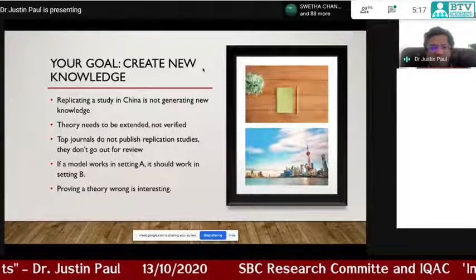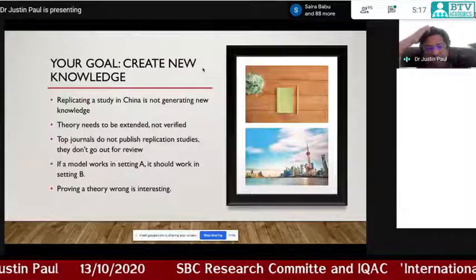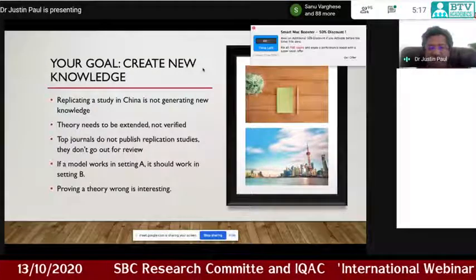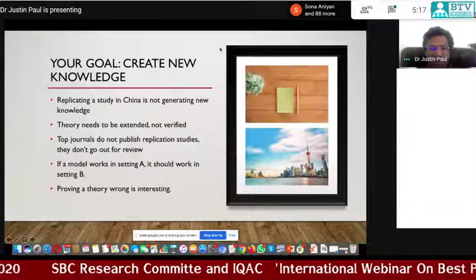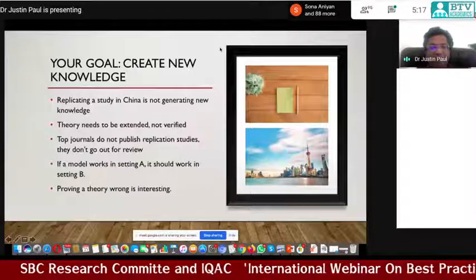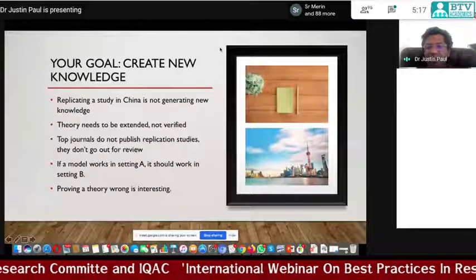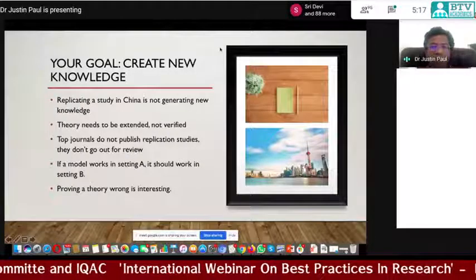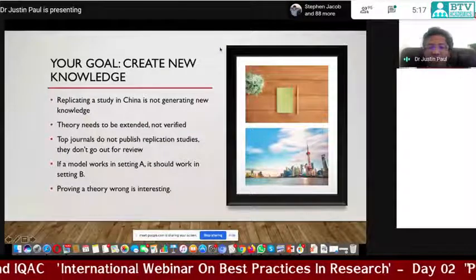However, top journals do not tend to publish replication studies. Keep in mind that replication studies don't get accepted in all journals. Some journals you might get acceptance, but not in all journals. What is important is, for example, you have a model in your study, in your research. Your model should work in setting A, and it should also work in setting B. This is what journals look for.